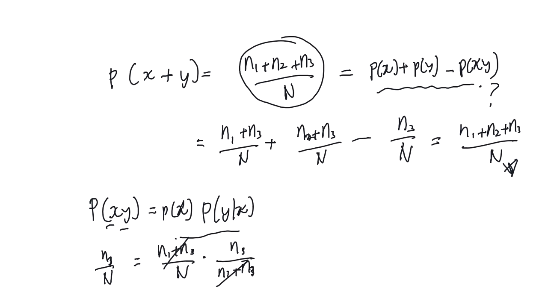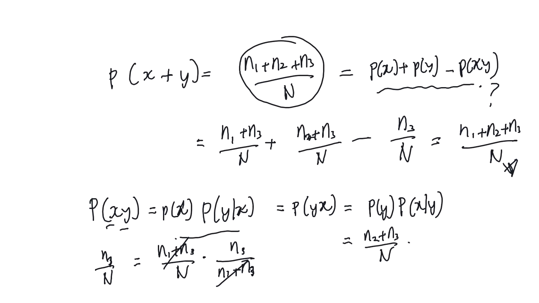And similarly, probability of x and y is equal to probability of y and x. So that is probability of y times the probability of x given that y has occurred. Does this hold? Py is n2 plus n3 over n times the probability of x given y, which is n3 over n2 plus n3, so it is n3 over n, the same, right?